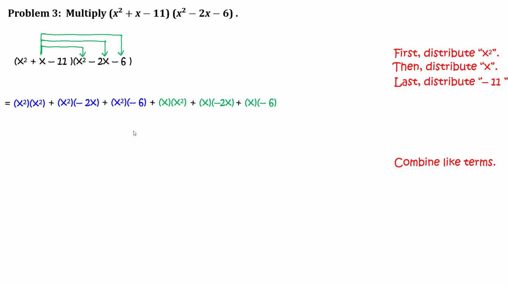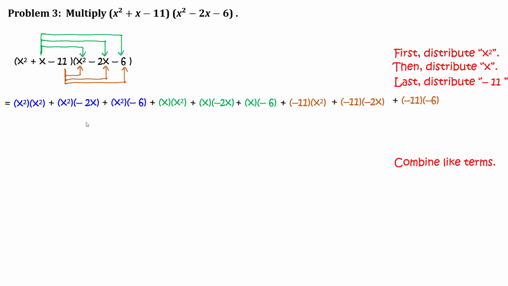Then I'm going to distribute the negative 11. Negative 11 times x squared, plus negative 11 times negative 2x, plus negative 11 times negative 6. Okay, so 3 terms by 3 terms, I have 9 terms. 3 times 3 is 9. And the way I get it is I first ignore the x and the negative 11. I just distribute the x squared to each of the 3 terms in the second set of parentheses. Then I distribute the x to each of the 3 terms in the second set of parentheses. Then lastly, I distribute the negative 11.